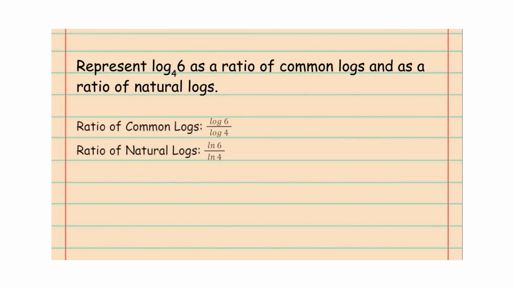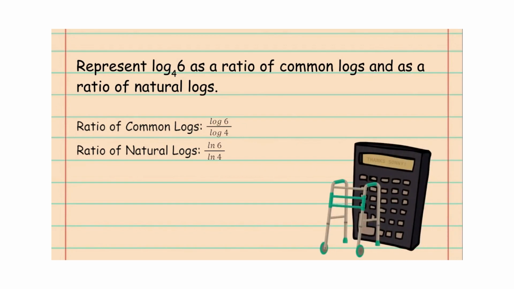The ratio of common logs would be log of 6 over log of 4. Ratio of natural logs would be ln 6 over ln 4. If you can take any logarithm and express it as a ratio of common logs or natural logs, an old school calculator like this will thank you mightily.